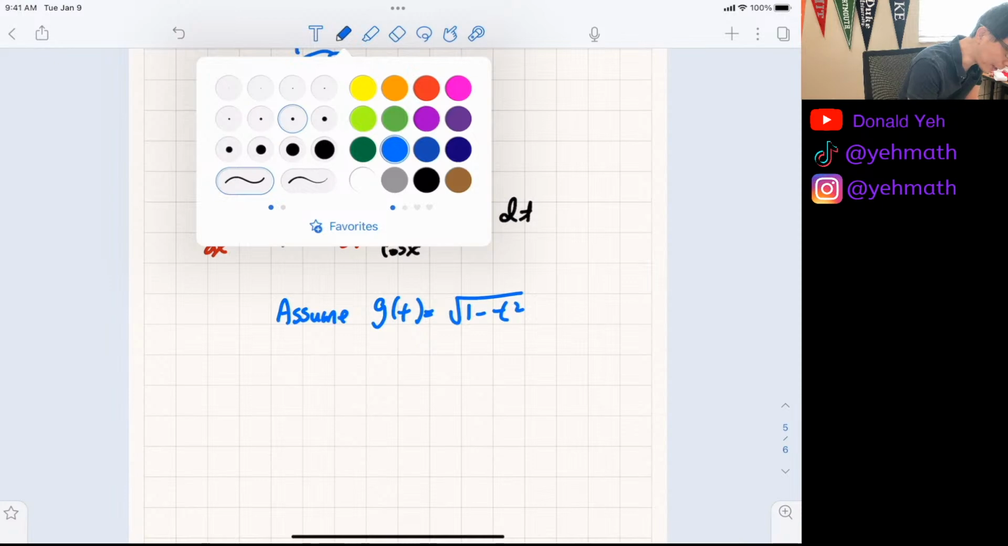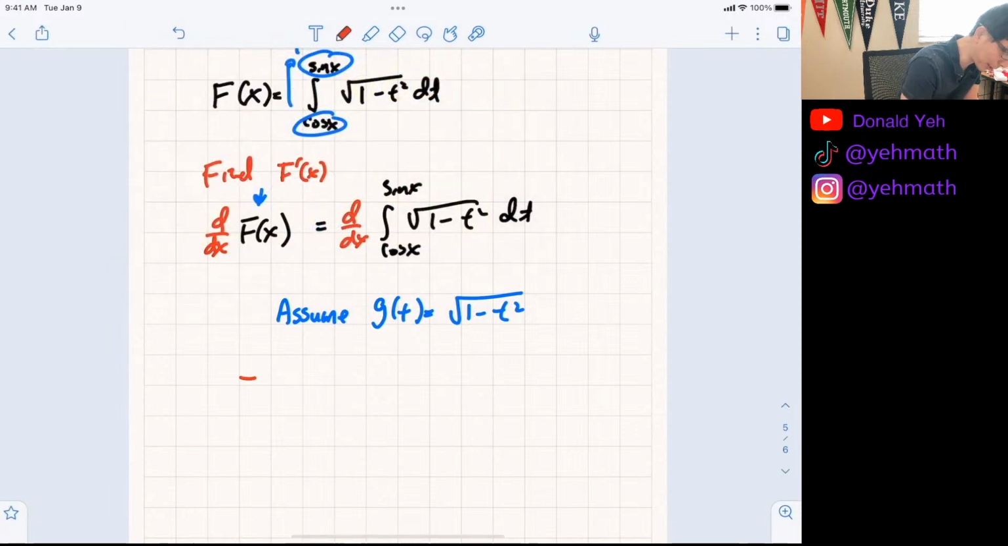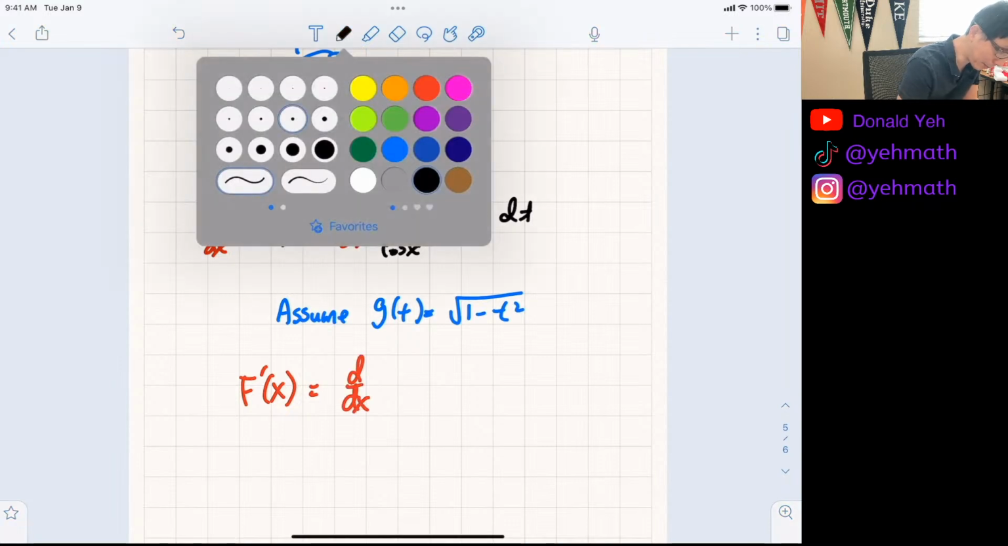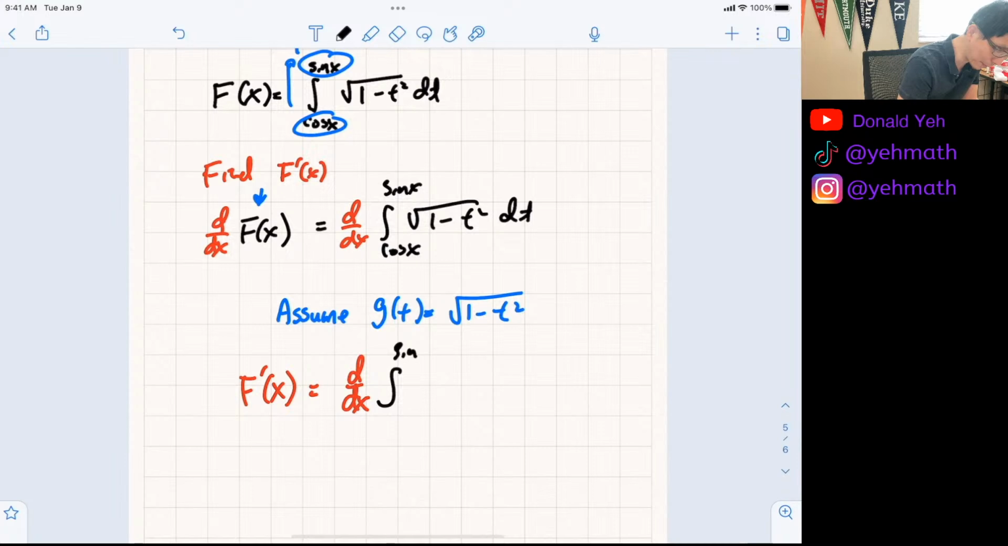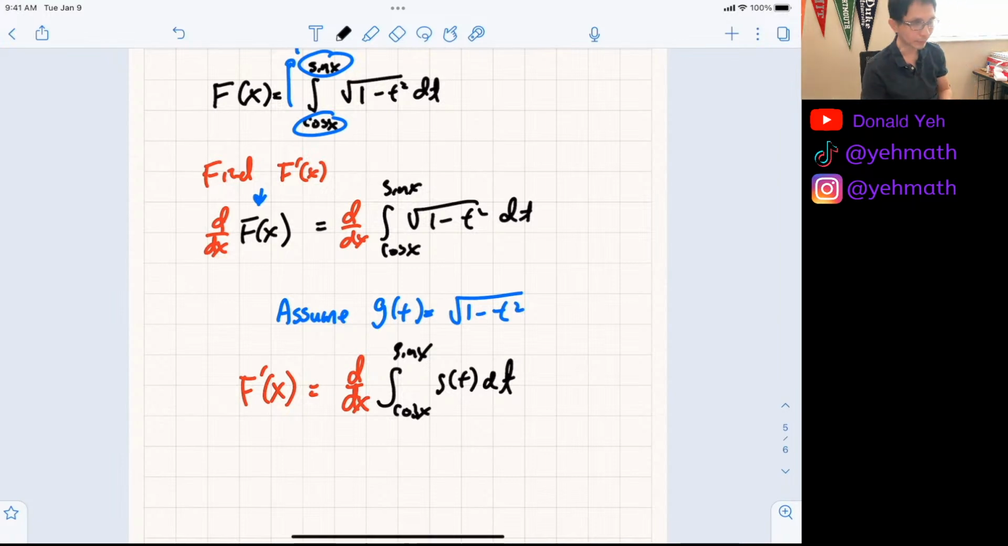Now, obviously, if I take a derivative, this side is going to be f prime of x, right? And the d/dx is still in the front. And this black part is sine of x, cosine of x, and this is g of t dt. So that makes it a lot nicer.